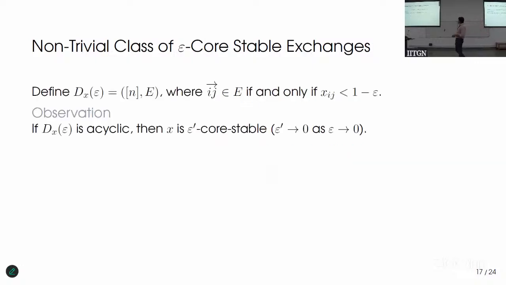So let's try to look at some approximate core stable exchanges. In particular, we're going to add some more buffer: a directed edge from i to j if Xij is strictly less than 1 minus epsilon. Earlier we had it strictly less than 1, now we have it strictly less than 1 minus epsilon, so there is some buffer. And we can prove that if this graph is acyclic, then you can get approximate core stable guarantees.